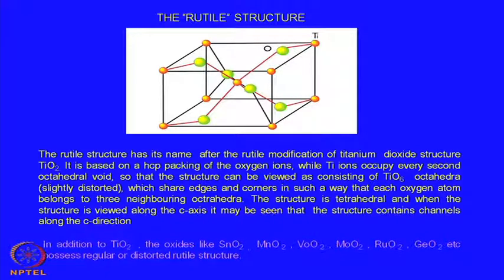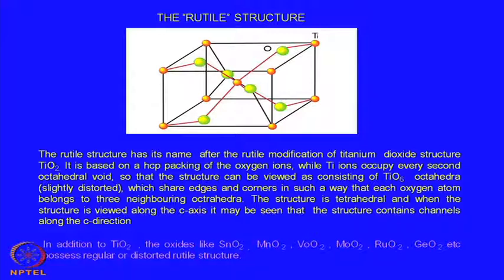There are quite a few oxides which crystallize in this TiO2 structure. Once again, this is a structure type, okay. It is the rutile structure. So, if you have to say what the structure of MnO2 is, one can very easily say it has a rutile structure. That describes everything. You do not have to go into the description of the symmetry or the positions of the cations and the anions, because they are identical.